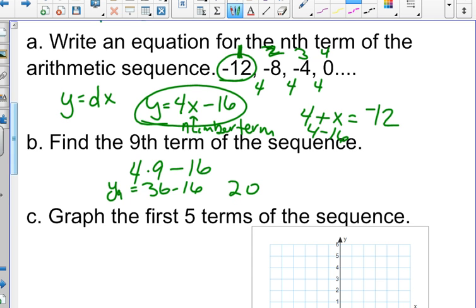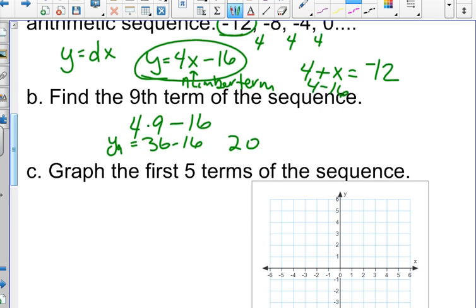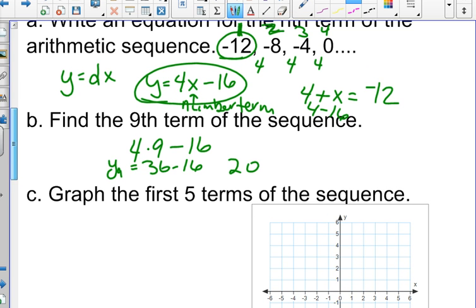Graph the first 5 terms of the sequence. So the first 5. So we have -12, our first term.